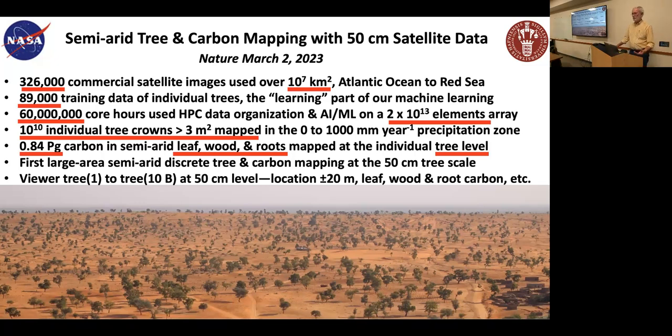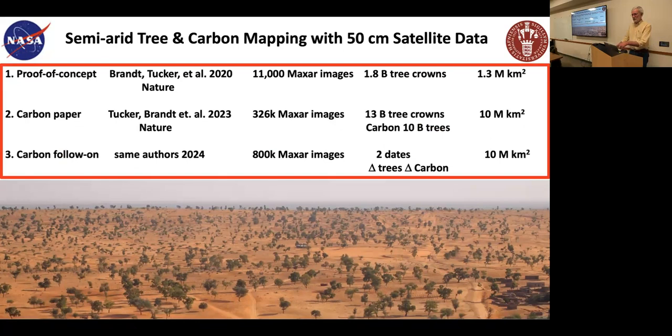So this is the second paper in the series. We had a proof of concept paper, also in Nature, where I was the second author. The first author, Martin Brandt, was the person who selected 90,000 trees of training data, which was a heroic activity. We only used 11,000 Maxar images there. And then we have this follow-on paper, which was just published, where we used 1/3 images. And we actually mapped 13 billion tree crowns, but we converted to carbon only 10 billion of them.